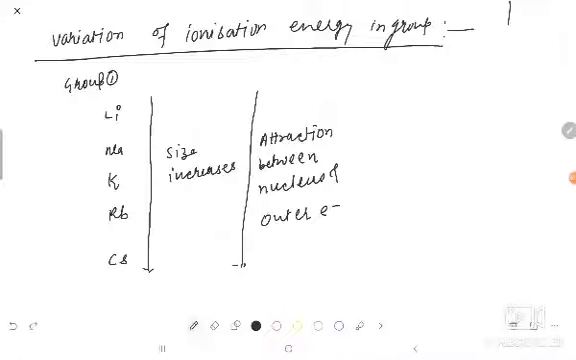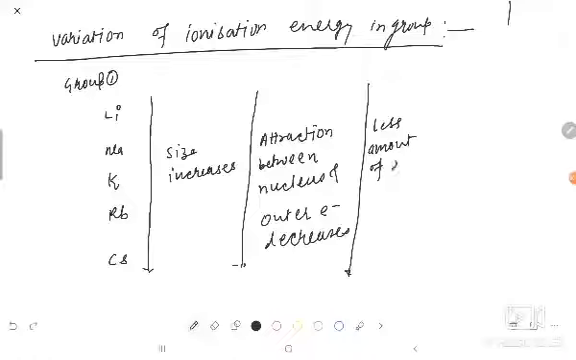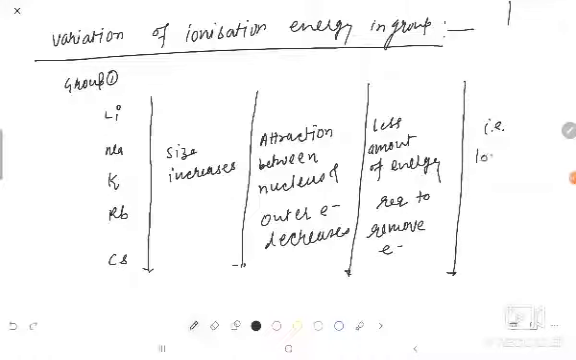Outer electron attraction decreases, which means less amount of energy is required to remove the electron. Yes or no? So less amount of energy required. That is what we can write: ionization energy decreases down the group. Can you understand? Okay, down the group. Now, can we go to the period?